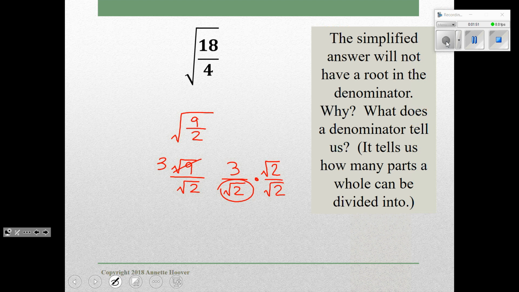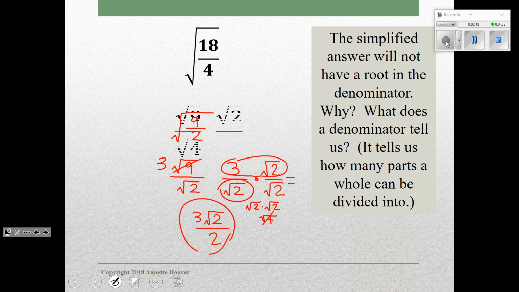Now we multiply across. 3 times the square root of 2 is 3 times the square root of 2. On the bottom, we have the square root of 2 times the square root of 2. We can multiply what's under the radical sign, so that would be the square root of 4, and we can take the square root of 4, which is 2. So our denominator is 2. Here's our final answer. This is just going to take some practice getting used to.